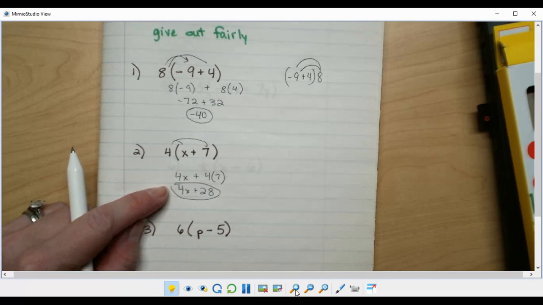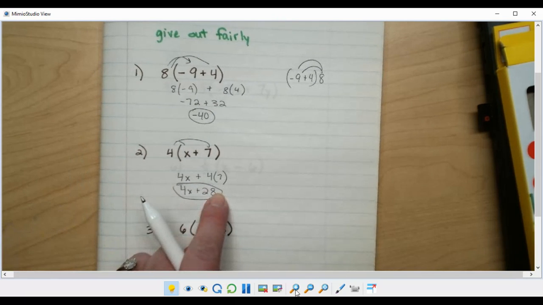I cannot combine the 4x and the 28 because this does not have an x. They would be considered unlike terms.